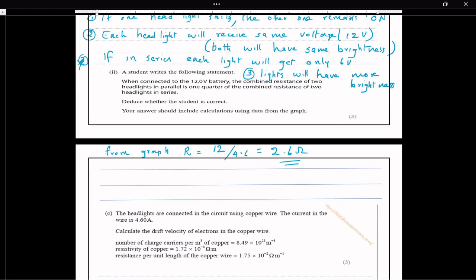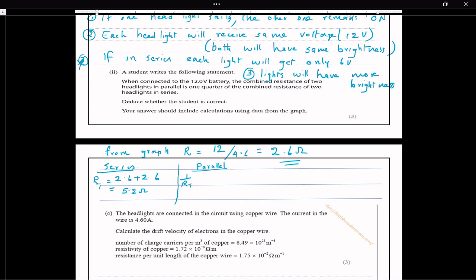Now let's see the series connection. If they are connected in series, R total is 2.6 plus 2.6. Total resistance will be the sum of these two, which is 5.2 ohms. Now let's see when they are connected in parallel.